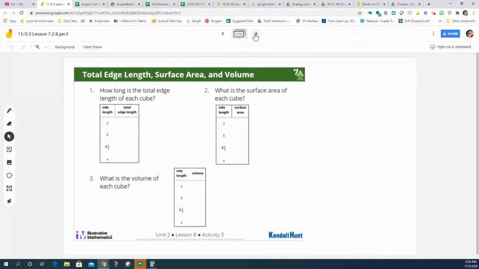So the next slide is the questions here on page 129 that have tables. It's asking you, how long is the total edge length of each cube? Okay, so we're comparing all of them in one spot. Each table is going to have all the different versions. So that's why they wanted us to look at this.